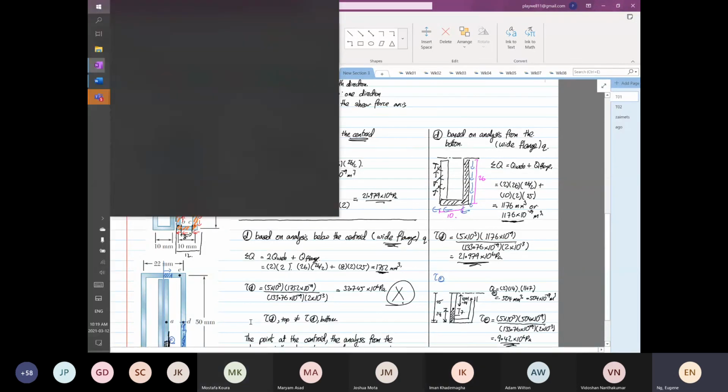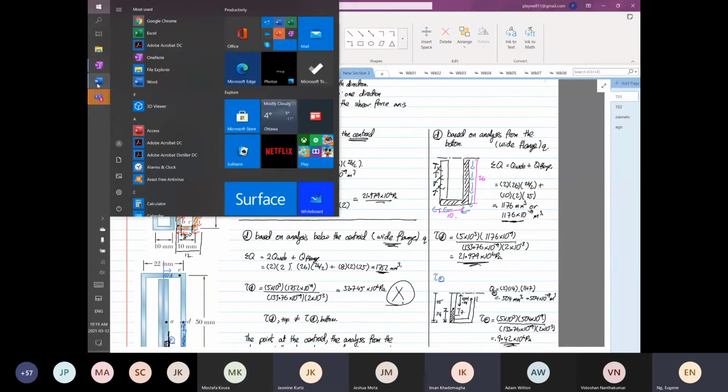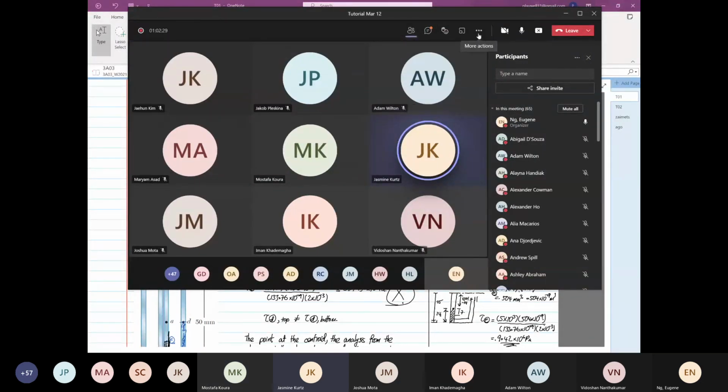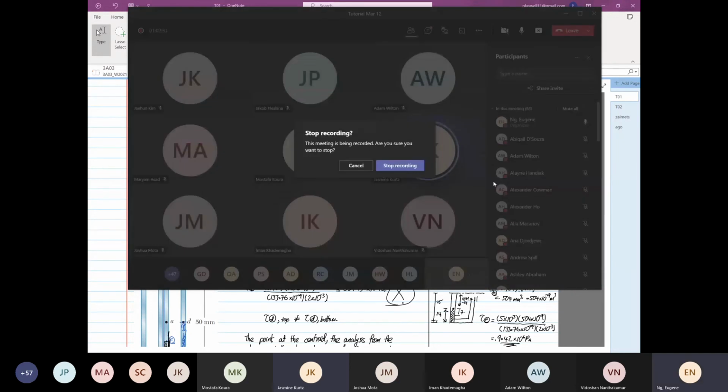Yes, I was just wondering, would we ever get a question like this that isn't thin wall analysis? And how would we approach that? Say it again. Because we're doing thin wall analysis.